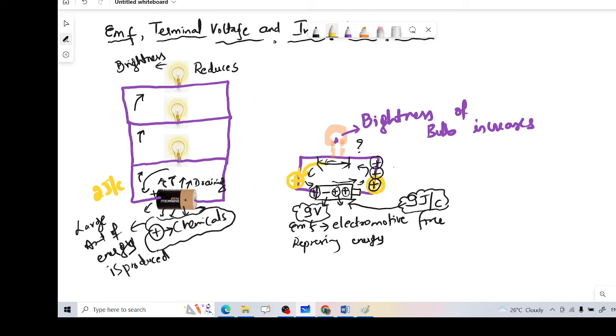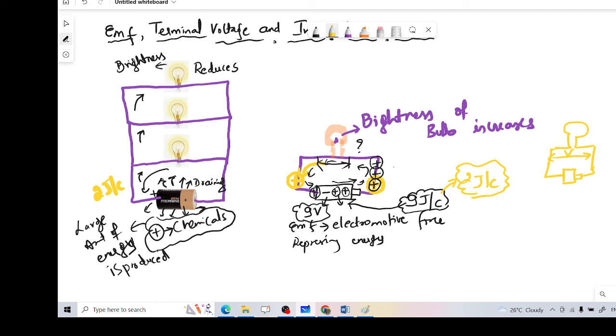Now the 9 joule per coulomb of charge is already present in the battery cell, and because of the heat, 2 joule per coulomb of charge we are losing. So across the battery or the cell, we get an energy. So this is a battery. So across this, the voltage drop.